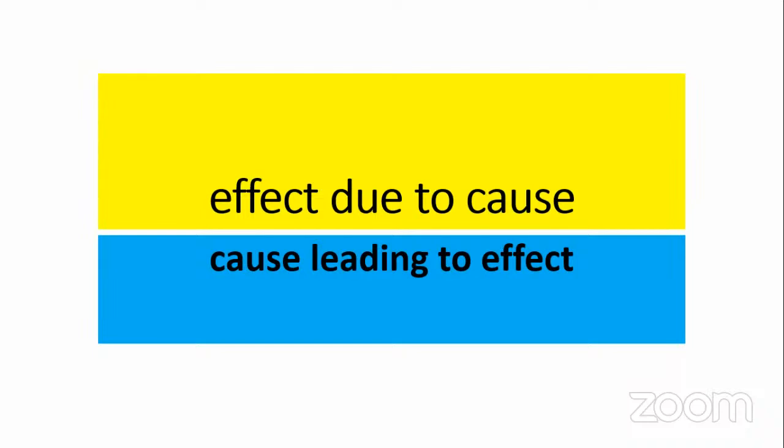Now, effect due to cause. What is the effect? Failure due to carelessness. So failure is the effect, or the result. The result is failure in the exam. Many people failed in the exam. Why? Because they are careless, that's all. People fail in the exam because they are careless.